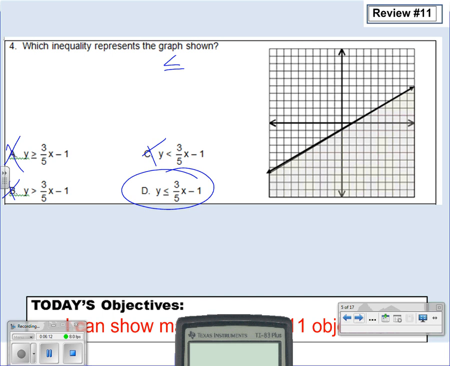A is gone. We'll check though. Our y-intercept is -1. That is true. Our slope is +3/5, so that'd be up 3 and to the right 5. Let's check. Up 3, 1, 2, 3, to the right 5, 1, 2, 3, 4, 5. And yes, that will give me another point on the line. So number 4 is D.